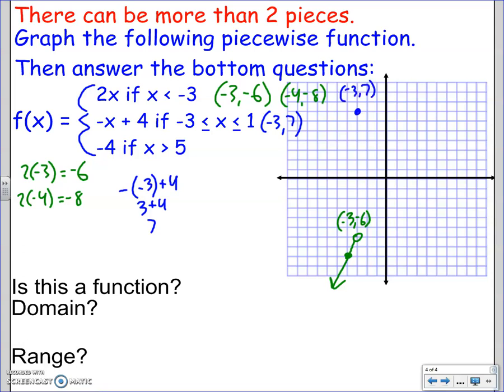-3, +7. Alright, I gotta plug in 1 as well. So as I plug in 1, -1 plus 4, that's +3. So 1, 3 is right here. That's also closed. Now connect it.